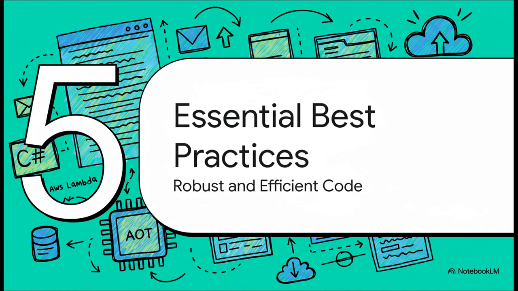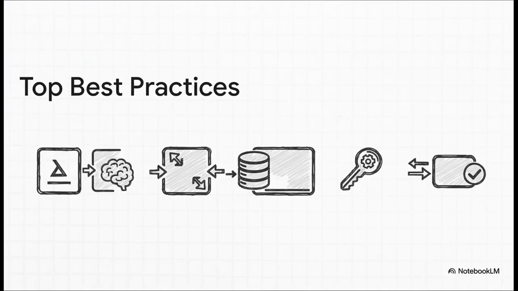Okay, let's switch gears and talk about some essential best practices. Think of these as the pro tips for writing really solid Lambda functions. Okay, top 5. Let's go. 1. Keep your business logic separate from your Lambda handler. Makes testing a breeze. 2. Keep your deployment package small. Don't include the whole AWS SDK if you only need S3. 3. We said it before, but initialize your SDK clients and database connections outside the handler. It's all about reuse.